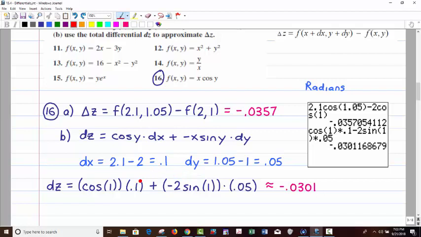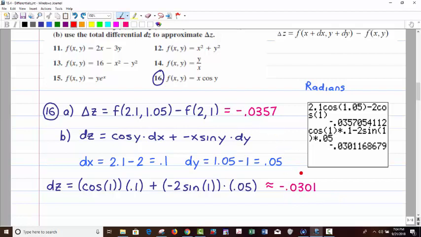So see, there's the 0.1 going in there for the dx. Here's the 0.05 going in for the dy. So x is 2, so I have cosine of 1 here, radians. And then over here I have negative x sine of y, so it's negative 2 sine of 1, and then 0.05. And putting this in the calculator, I get negative 0.0301.